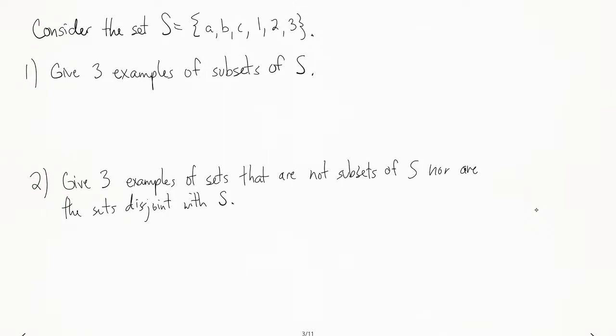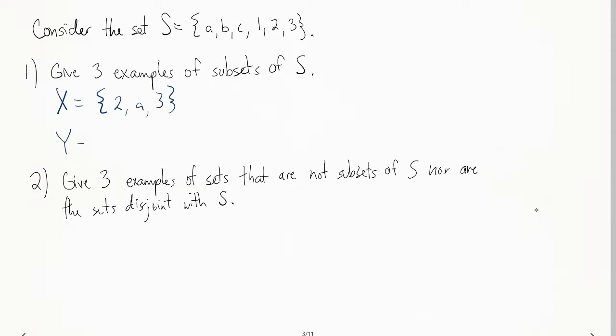So consider the set S equals A, B, C, 1, 2, 3, and we want to give 3 examples of subsets of S. So let's create our first subset. What does it mean to be a subset? It means all the elements in this set appear in the set S as well. So I can just pick randomly, and they don't have to be in the same order. We can do 2, A, and 3. That would be an example of a subset, because 2, A, and 3 are all elements in that set.